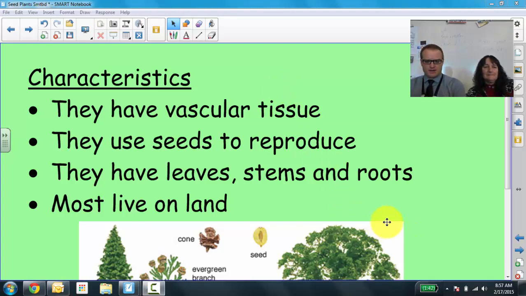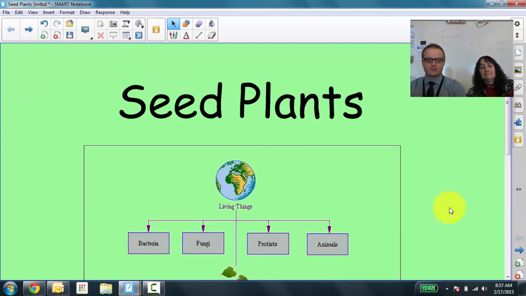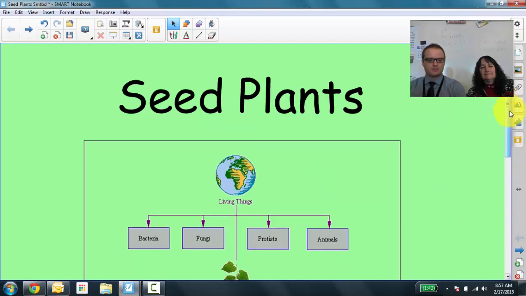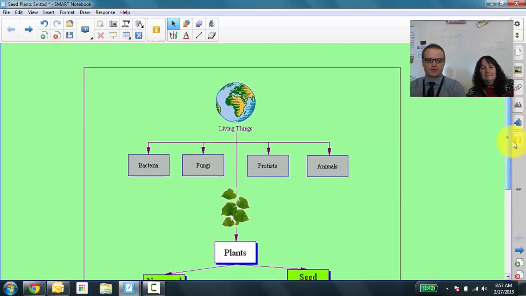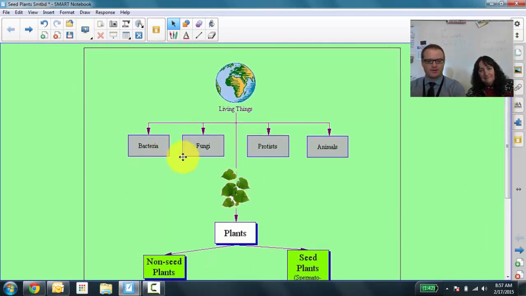So, characteristics of seed plants. I kind of skipped my intro slide there, I guess. So we're on the plant kingdom. We've studied bacteria, fungi, protists, not animals yet, but we're on the plant kingdom. And seed plants are what we're going to focus on.